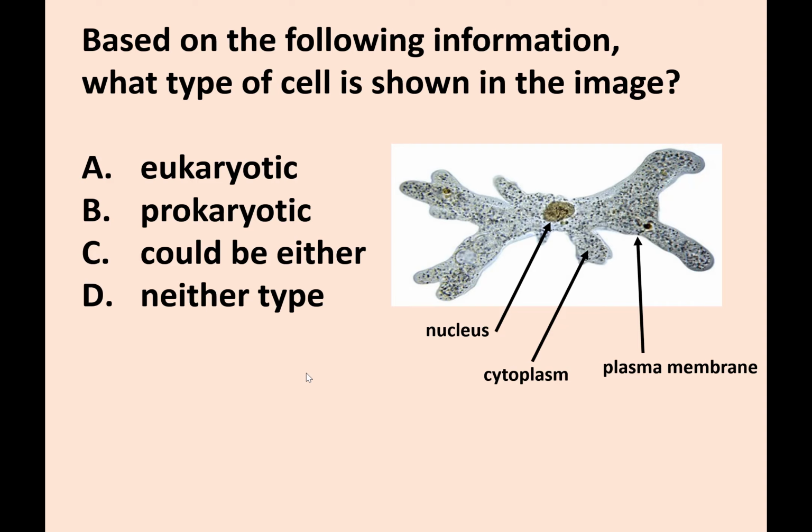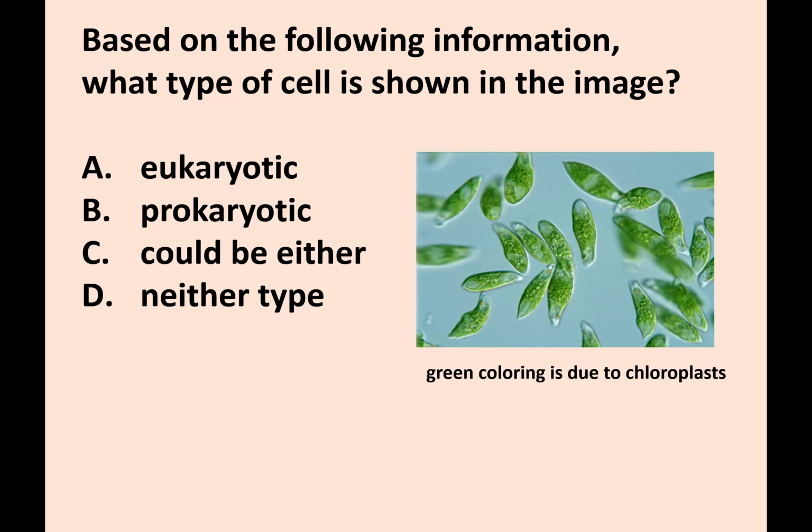So based on the following information, what type of cell is shown in the image? And hopefully you chose eukaryotic cell, because if you see a nucleus, you know it's a eukaryotic cell. I didn't ask you if it was plant, animal, or protist, but it definitely cannot be prokaryote because there's a nucleus. So it couldn't be either type, and because there's a nucleus, it is eukaryotic. Okay, what about this one?